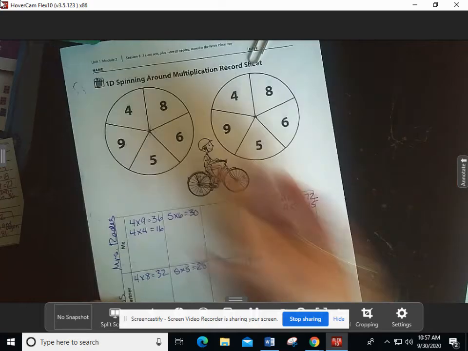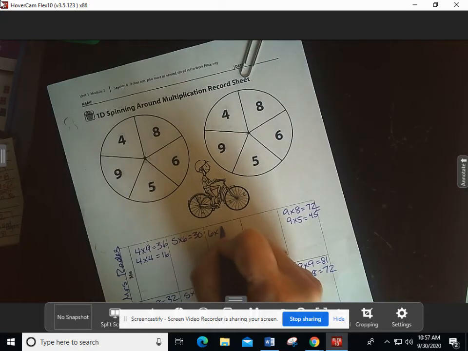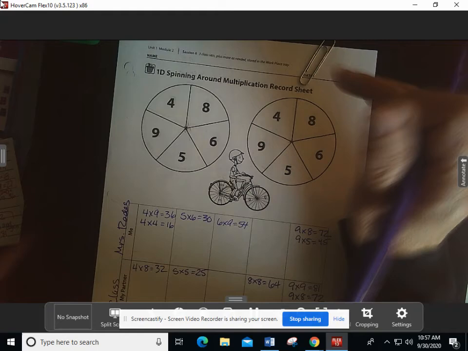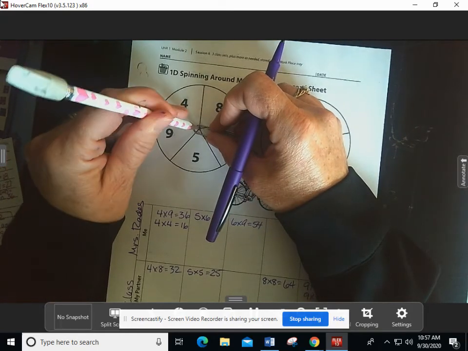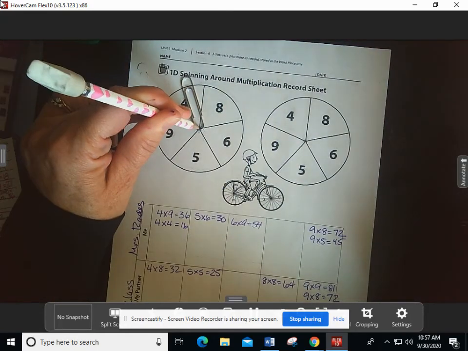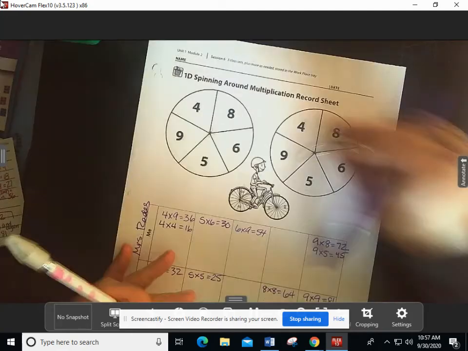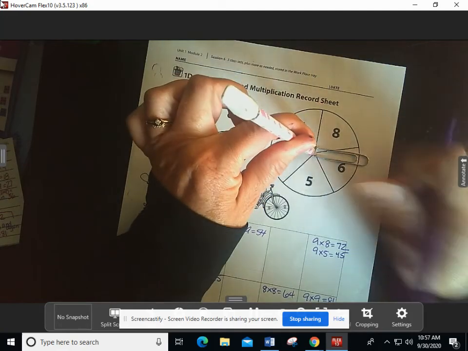And a 9. 6 times 9. She wins. 6 times 9 equals 54. You guys got to get a spin of 6 in order to win. Get a 6. Oh, I got a 4. You guys need a 6.